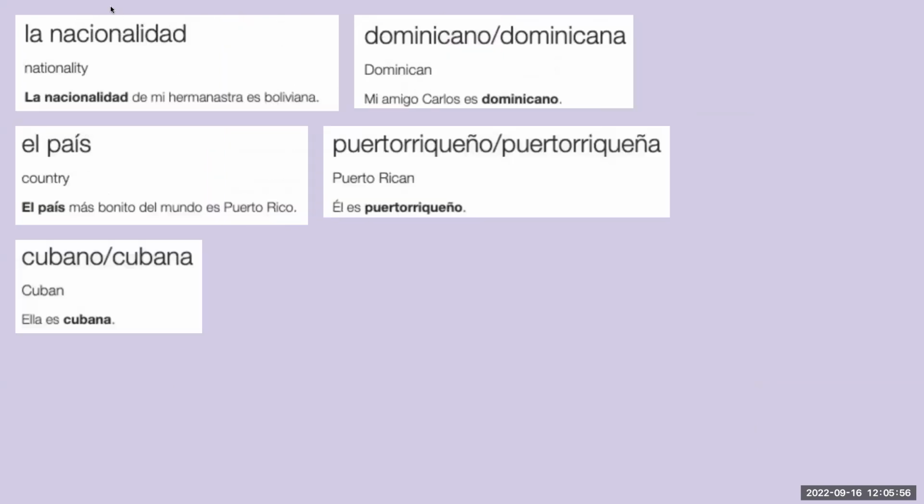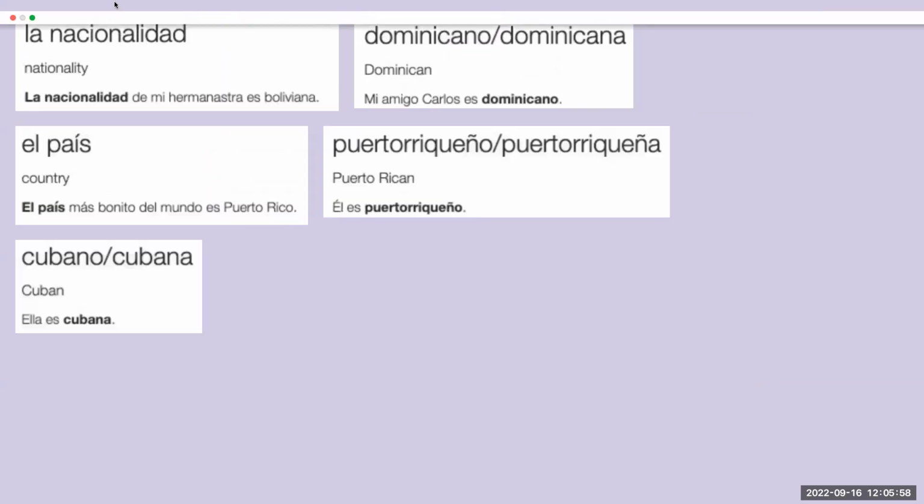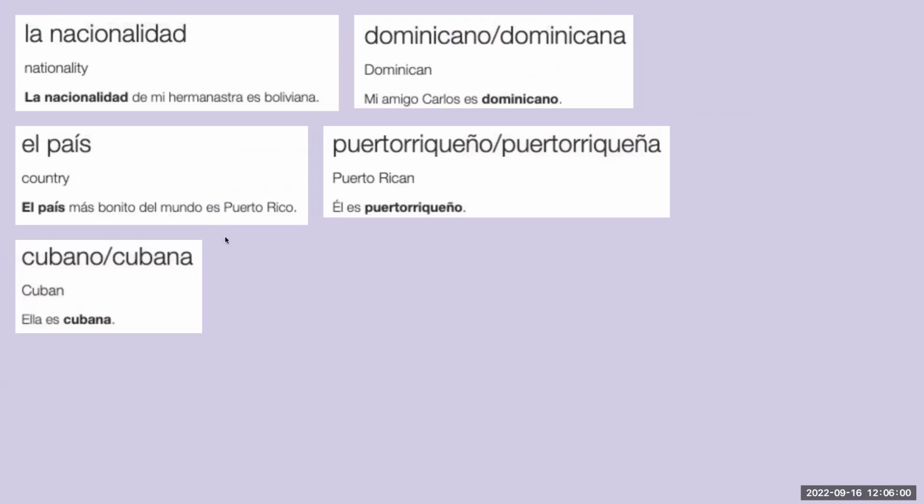All right, let's look at some more nationalities. La nacionalidad is the word for nationality. La nacionalidad de mi hermanastra es boliviana. So the nationality of my stepsister is Bolivian. El país is the country. El país más bonito del mundo es Puerto Rico. The most beautiful country in the world is Puerto Rico.